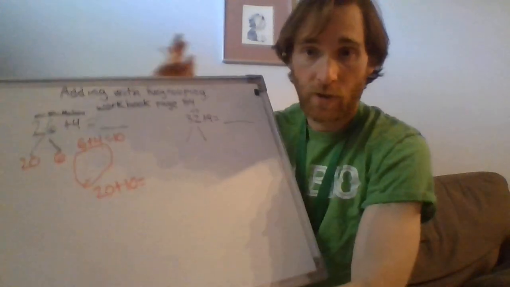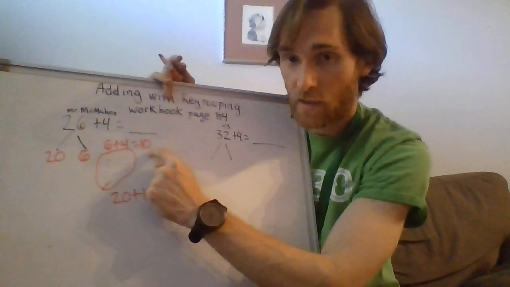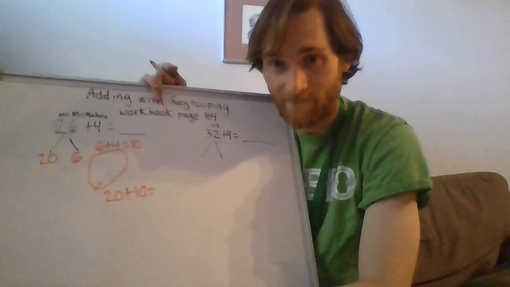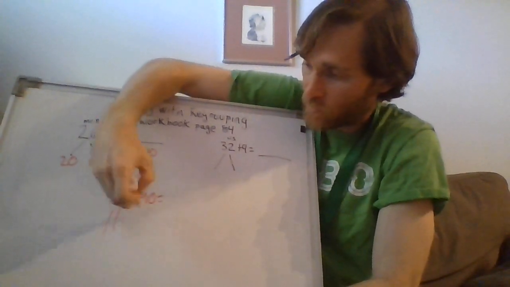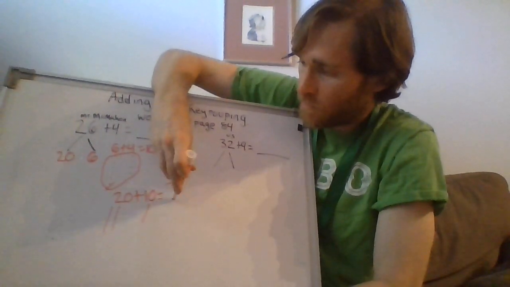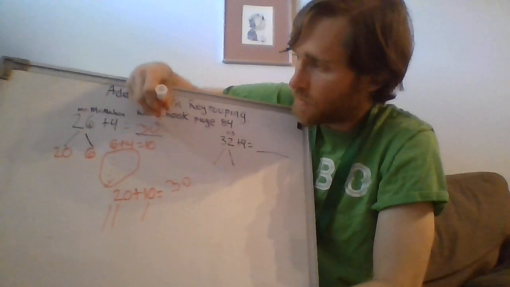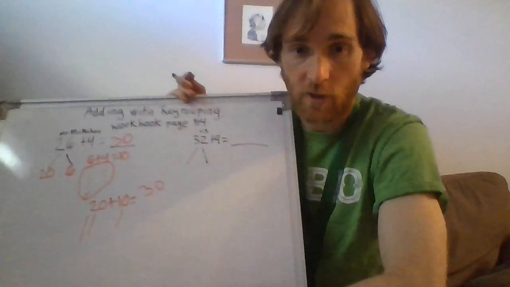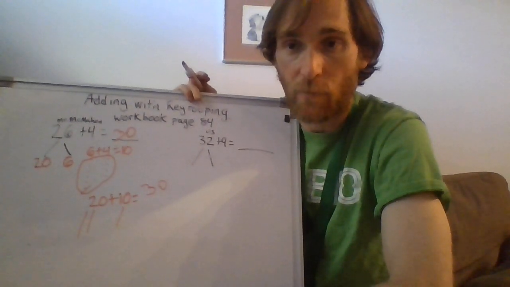So then, what I have left is my 10 right over here of 20 plus the other 10. 20 plus 10. I can even draw some place value blocks. There's 20 and 10. 10, 20, 30. So 20 plus 10 is 30. 26 plus 4 is 30. Would you look at that? We are able to solve that problem.